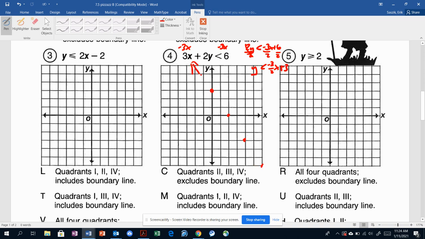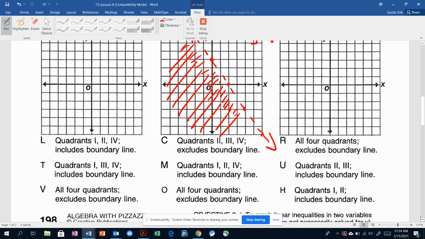I draw a dashed line because of the plain less than, and it's less than, so I have to shade below. So it looks like I'm in all four quadrants. I'm only in quadrant 1 a little bit, but I'm still in there. So all four quadrants and excluding the line. You see, because the line's dashed.